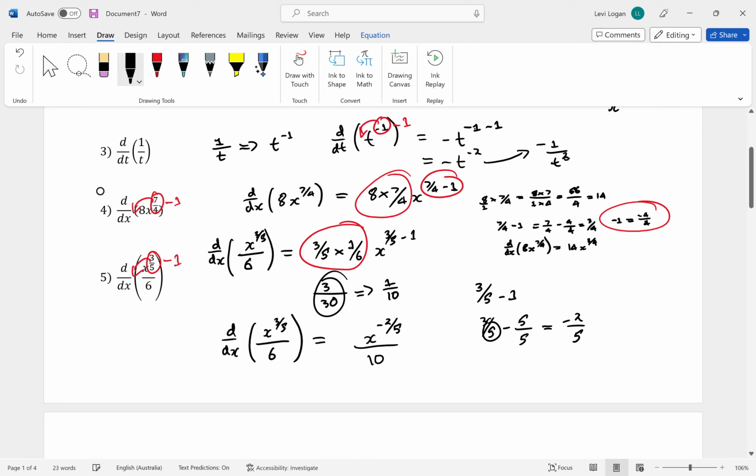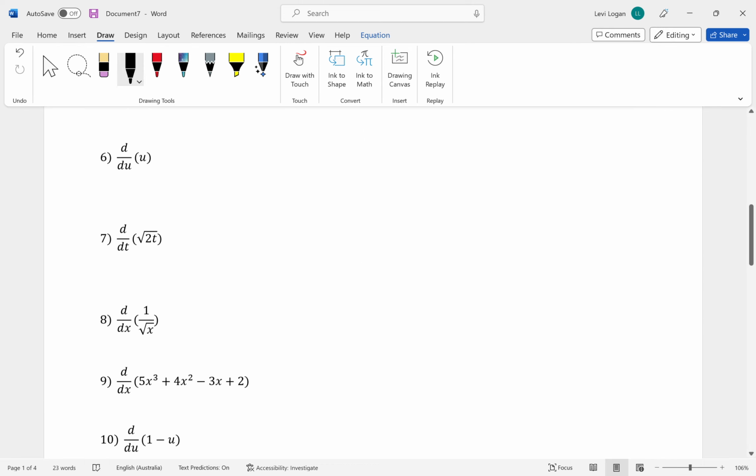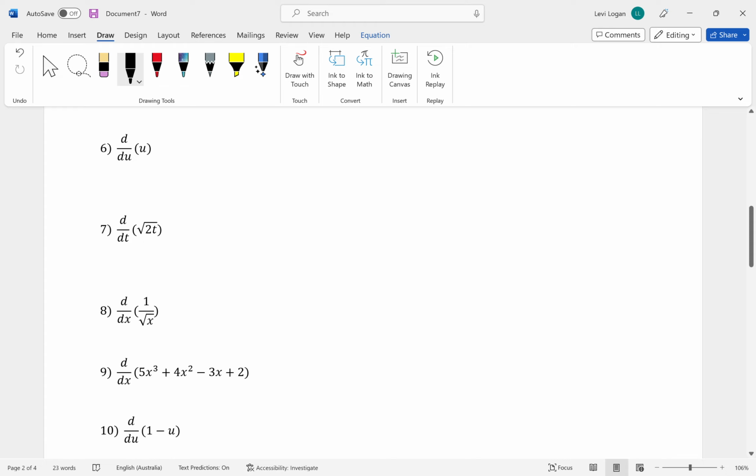Cool. Let's go on to question 6. If you don't have a go at question 6, feel free to pause the video and have a go. Alright, so we're finding the derivative with respect to u, so I've just changed the letter, as you noticed before when I had a t in there. So d over du of u. Find the first derivative of u with respect to itself. Recall that u is the same as u to the power of 1. So when we differentiate that, we bring the 1 down the front and subtract 1 up here.